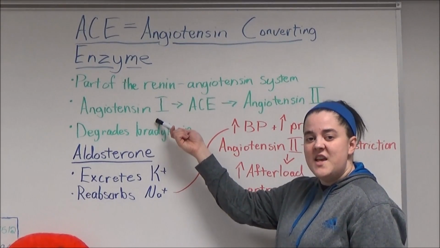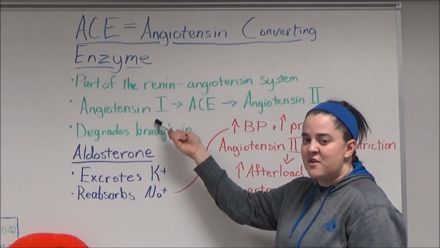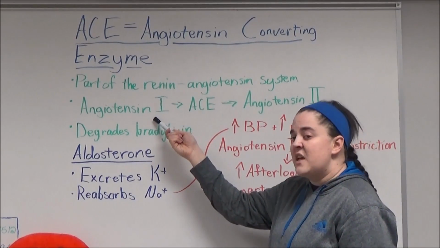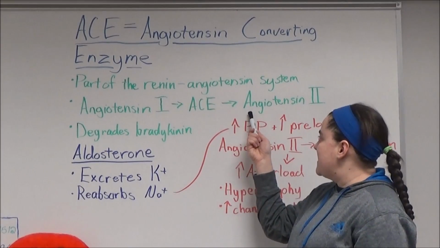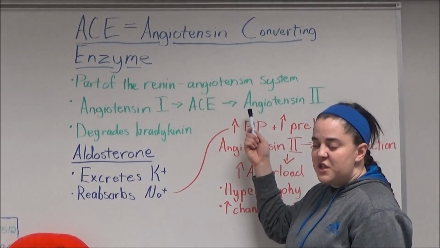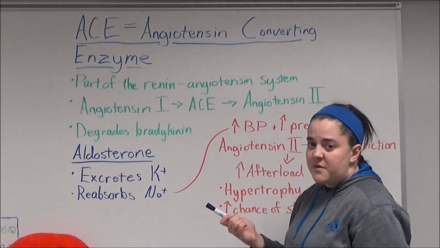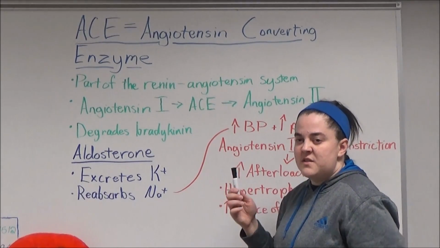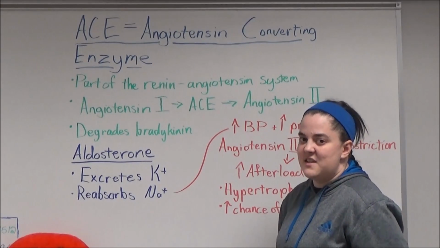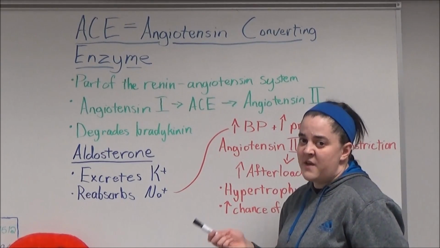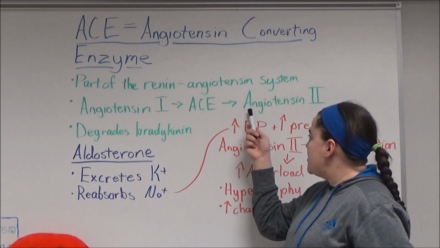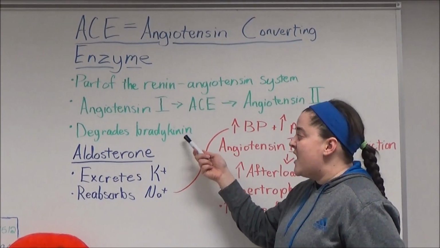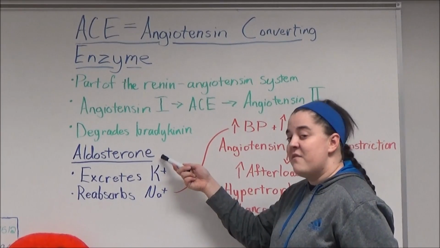Angiotensin 1 is an inactive decapeptide that circulates in the blood. ACE converts angiotensin 1 to angiotensin 2. Angiotensin 2 is a vasoconstrictor. ACE also degrades bradykinin, which is required for the synthesis of nitric oxide, which is a vasodilator. Angiotensin 2 further impairs synthesis, and it also increases the production of aldosterone.